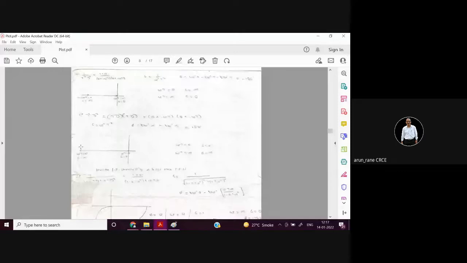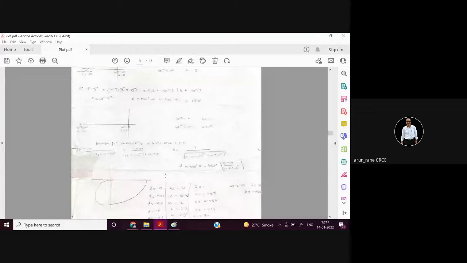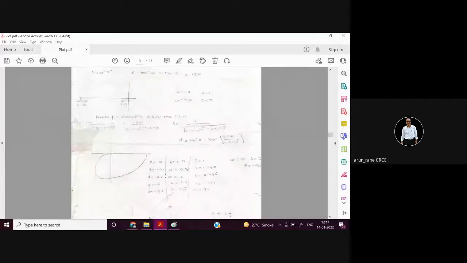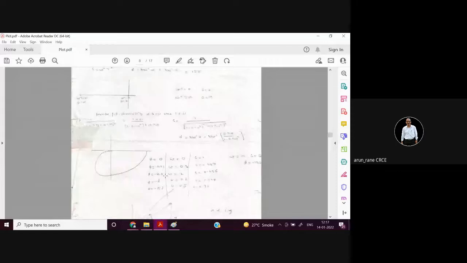You study this graph properly so that you understand this. If you study this one graph, your doubts will be clear. Now this is theta O upon theta. I will zoom it.